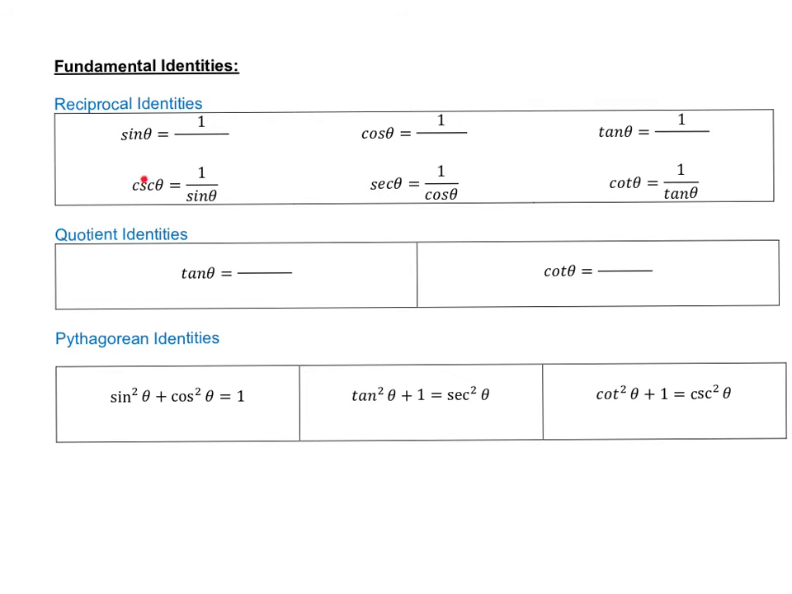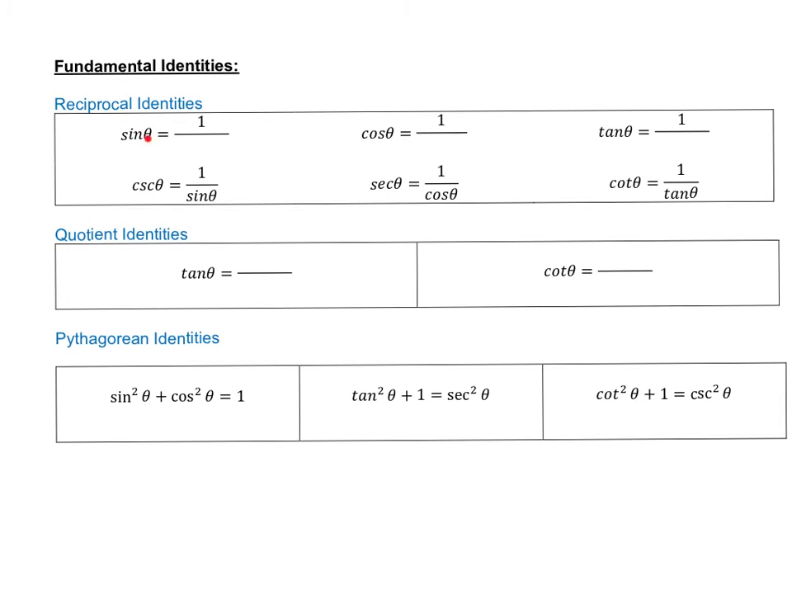Like for instance, cosecant, we've learned is the reciprocal of sine. Secant is the reciprocal of cosine. Cotangent is the reciprocal of tangent. And these are what we call the reciprocal identities. It's just basically telling you another way you can represent cosecant, secant, and cotangent.